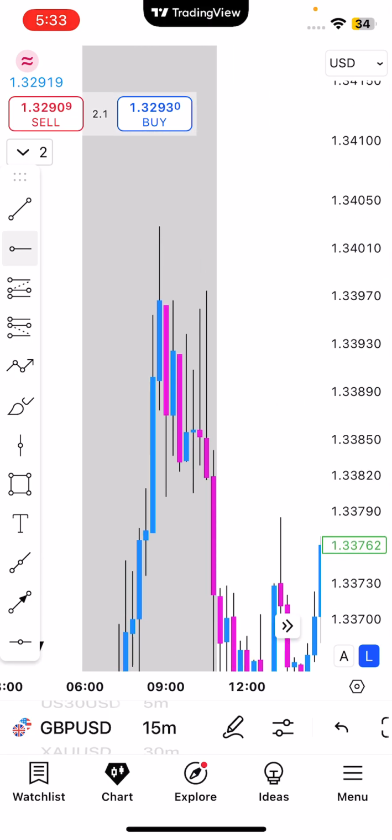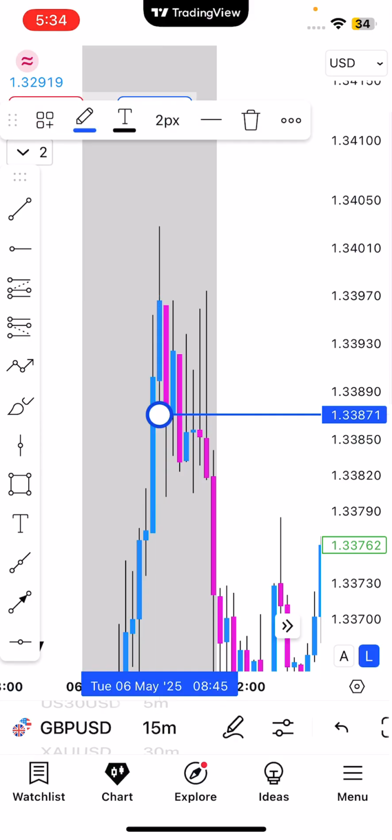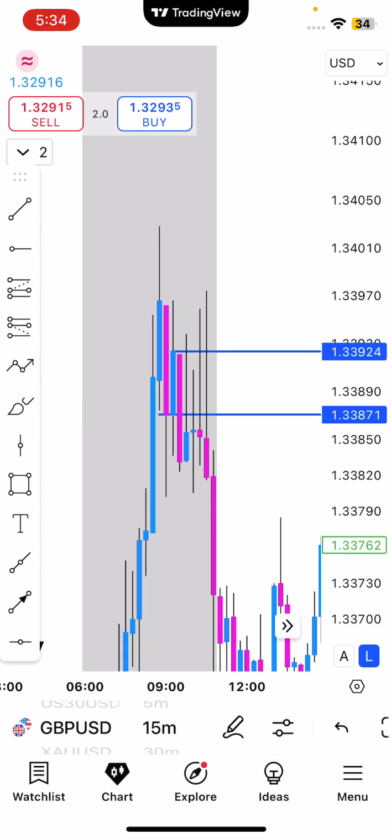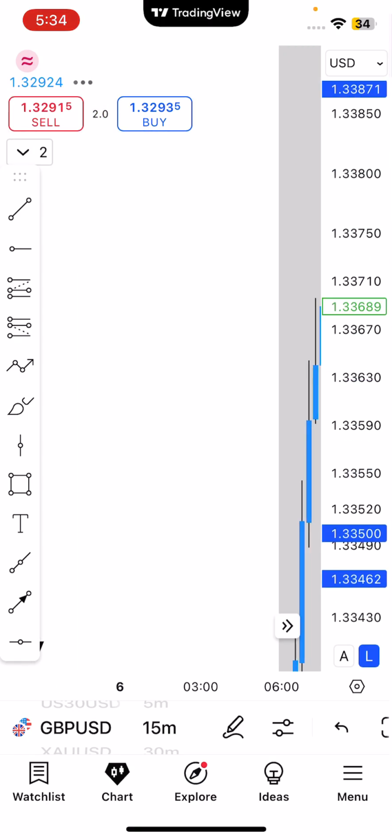Price is way too high up, so I would have been looking for sells. So you could have taken either of these levels. This is a breakout. This is perfectly fine. This is a good setup.